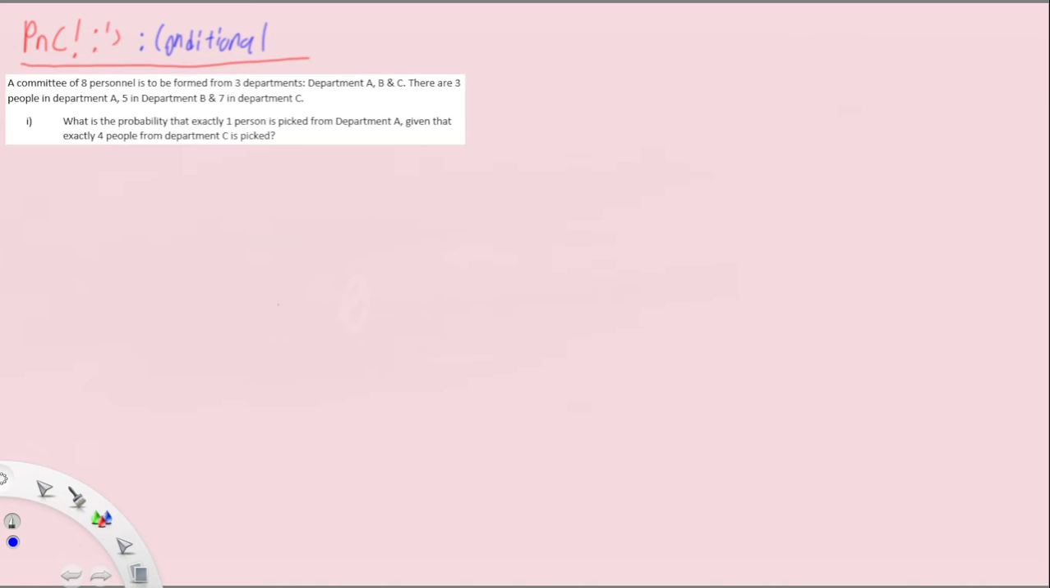A committee of 8 personnel is to be formed from 3 departments A, B, C. There are 3 people in department A, 5 in B, 7 in C, so there's a total of 15 people. What's the probability that exactly one person is picked from department A given that 4 from department C is picked? One very common phrase in conditional probability is "given that", because this signifies that the event is already satisfied.